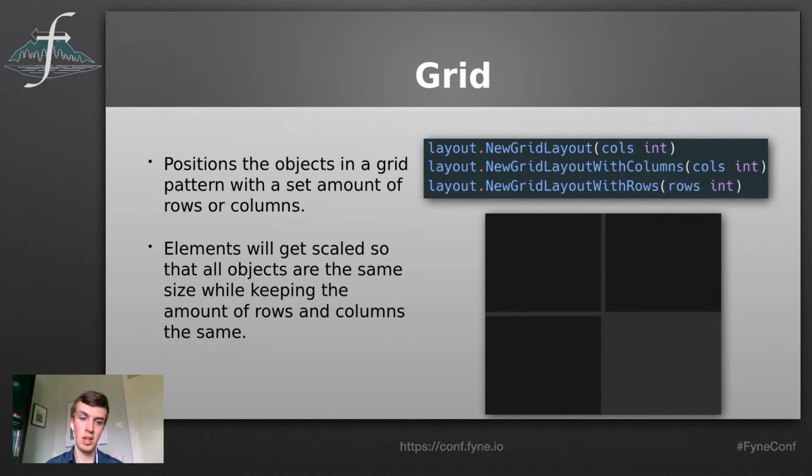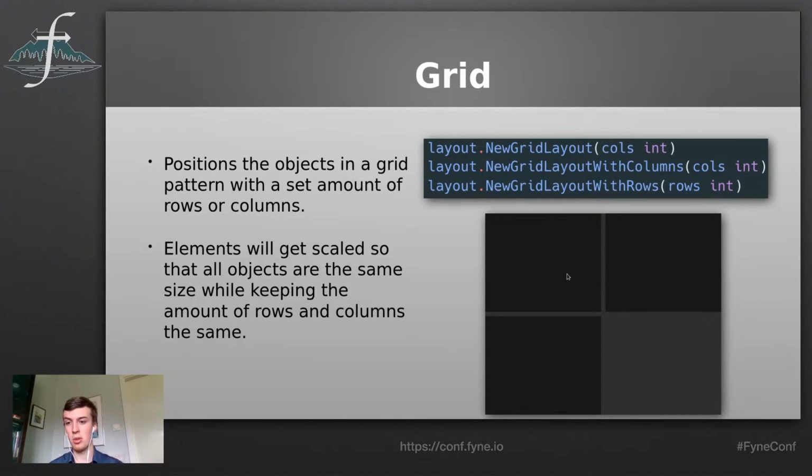But now onto the grid. And here we see a more specialized layout, I'd say, because it allows us to do some clever things that we'll showcase in the future. But by and large, the grid positions objects in a grid pattern with a set amount of rows or columns. If you, for example, use the layout constructor here with the NewGridLayout with columns, and you set that to 2 columns, it's always going to have 2 columns as long as you pass enough canvas objects to populate more than 1 column or so.